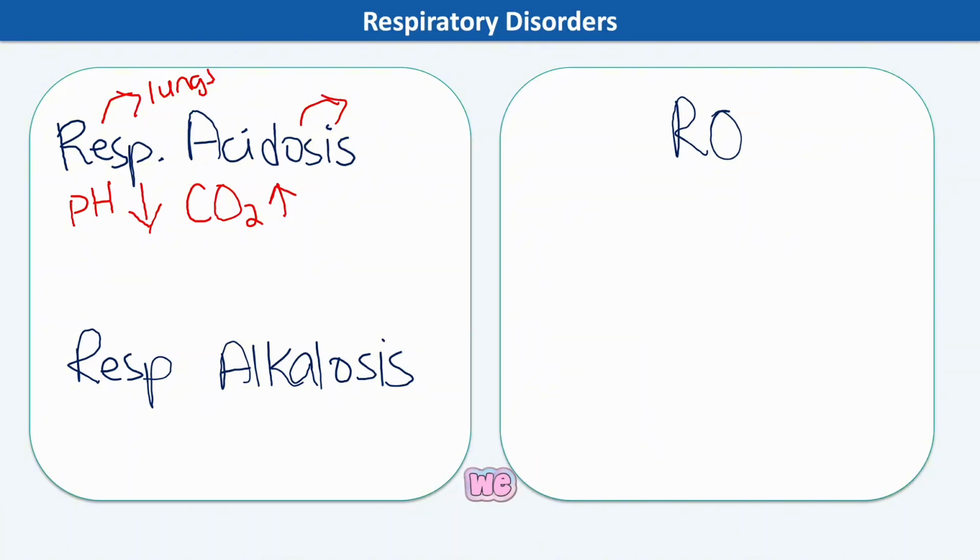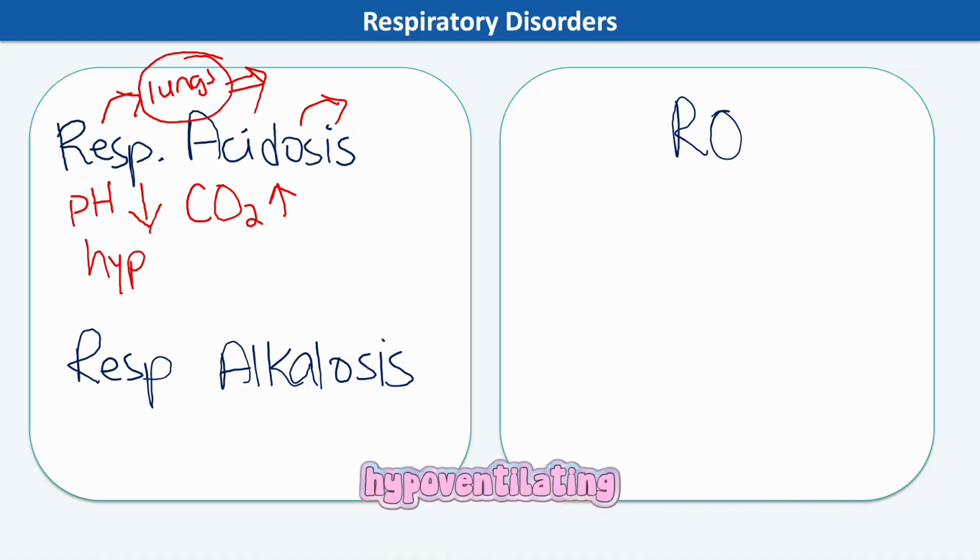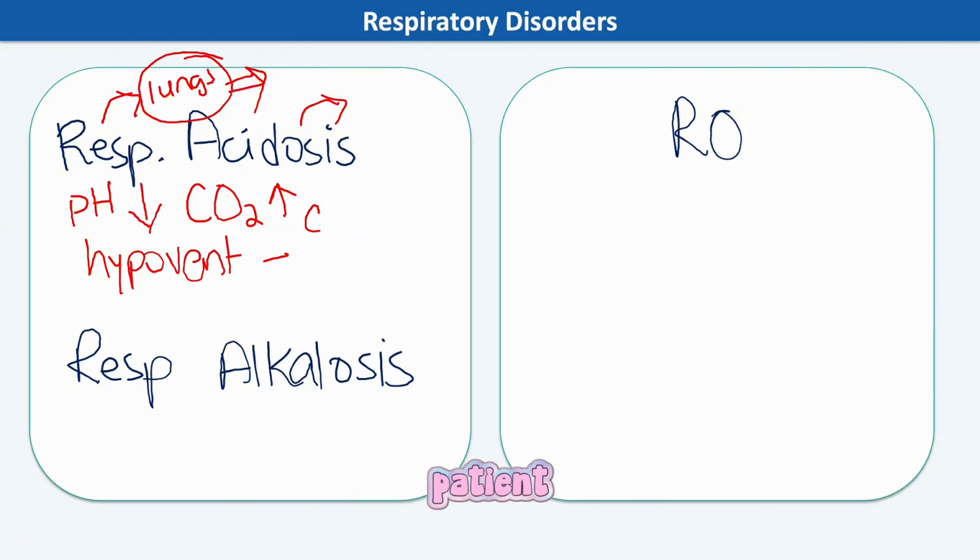And when would we have a higher carbon dioxide in our body? When the lungs are not able to expel it, right? And when would that happen? If we are either breathing slowly or having a difficult time breathing it out. So when we are hypoventilating. And that happens in a patient with COPD, a patient with opioid overdose, or a patient who is sedated.